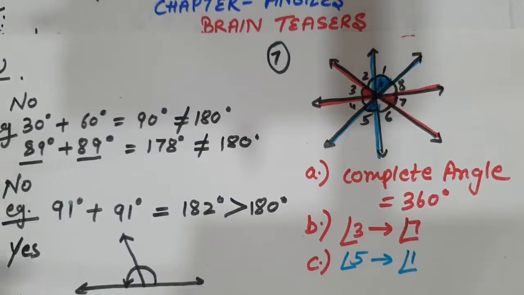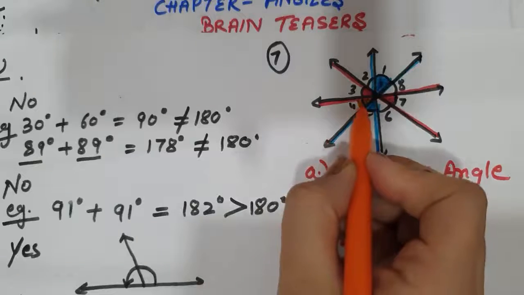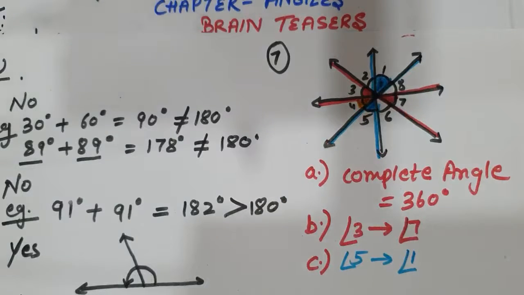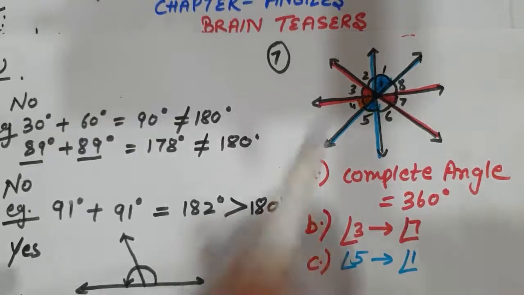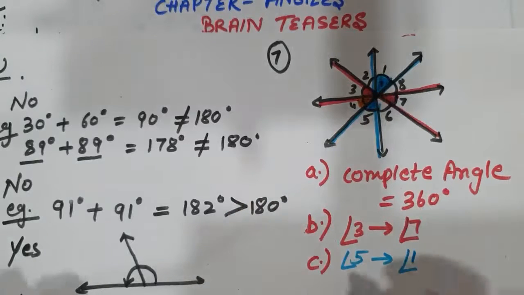Moving on to the D part, angle 4 and dash are adjacent angles. Now angle 4 is this one. I'll highlight it with orange color. Which other angle is right next to angle 4, having a common vertex and a common arm, the immediate neighbor of angle 4? It could be angle 5 also, it could be angle 3 also. You can write down any angle, angle 4 and angle 5, or angle 4 and angle 3 are adjacent to each other.